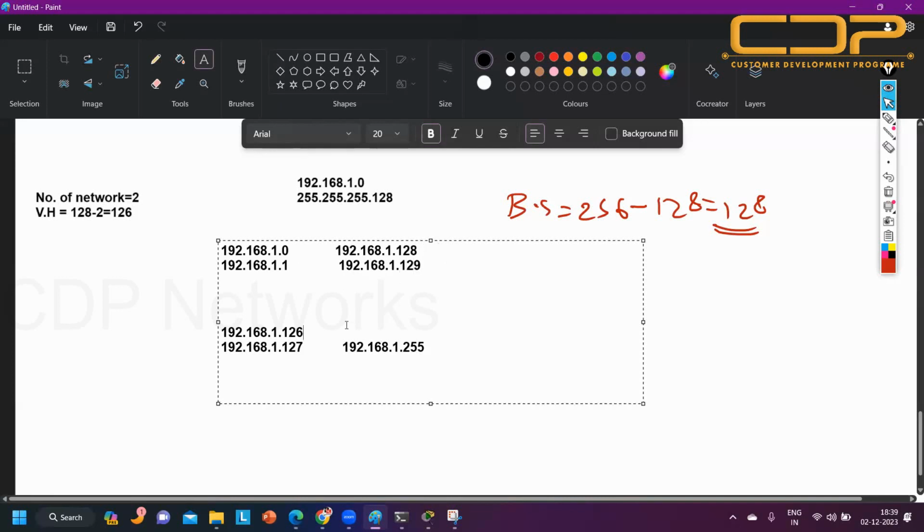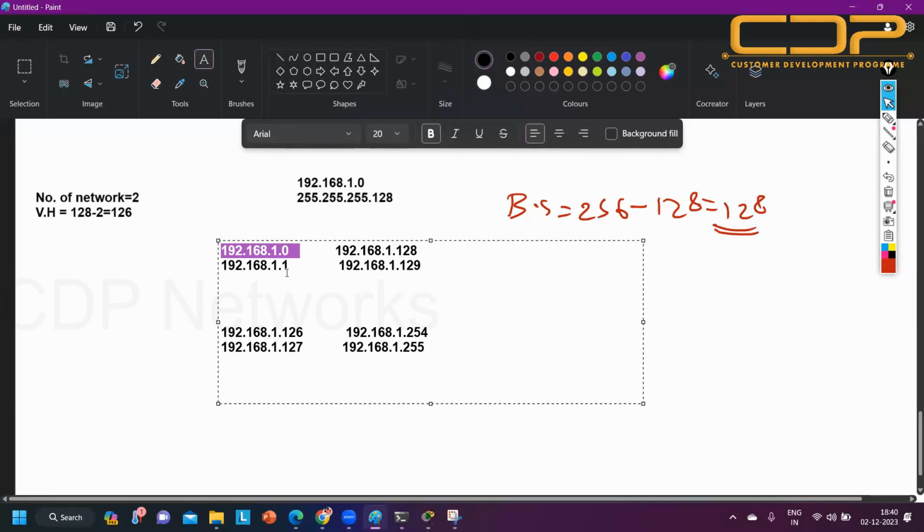192.168.1.129. And what is the last IP address of the second network? 192.168.1.254. Now you can see the valid hosts in the first network are 126, and in the second network also 126, because we can't use the first IP address, which is the network ID, and the last IP address, which is the broadcast ID. The broadcast ID tells us where your network is ending and the network ID tells us where your network is starting. We are not allowed to assign network ID and broadcast ID to a NIC.